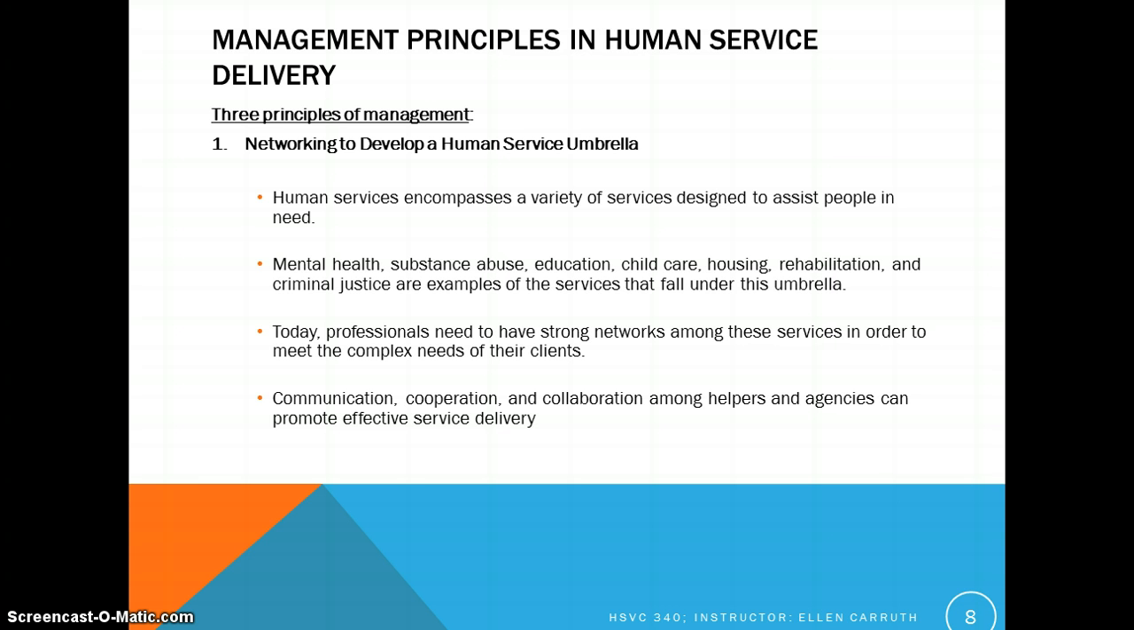Developing these networks takes time and it takes personal investment. The best approach is one of collaboration and cooperation. After all, most of us are in this field because we care about helping others. Sometimes that means we need to ask for help too.